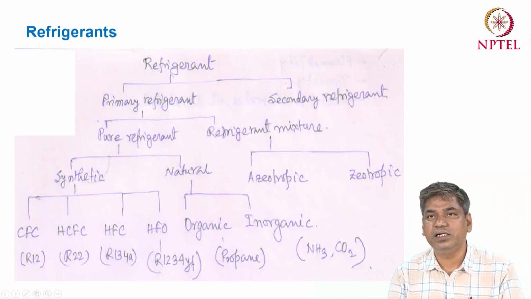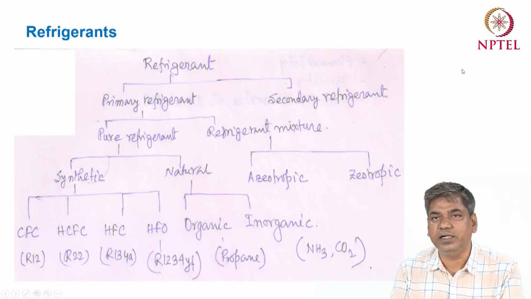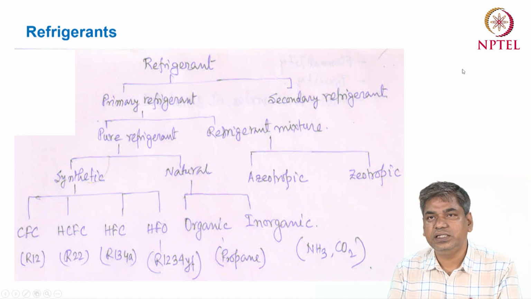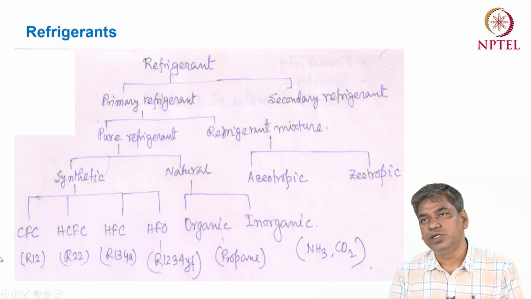So in general, the refrigerant can be classified into two groups. One is the primary refrigerant, another is the secondary refrigerant. Primary refrigerant is basically the working fluid of the system which goes to the different components of the system and completes the cycle, and secondary refrigerant is basically the heat transfer fluid for the refrigerant.